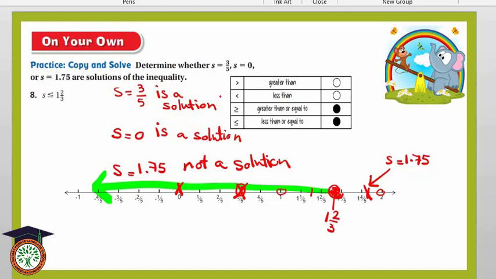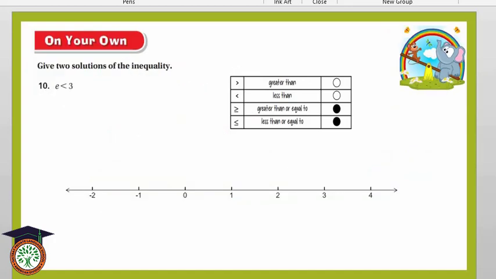Okay, let's try another question. Here it says give two solutions of the inequality. This is very easy and very nice because we have many solutions. Okay, here it says E is less than 3, so we have to graph our inequality. Where is the 3? Here. Is my circle open or closed? It's what? Open. Okay, which part of the number line shall I shade, to the left or to the right? It says less than, so to the left.